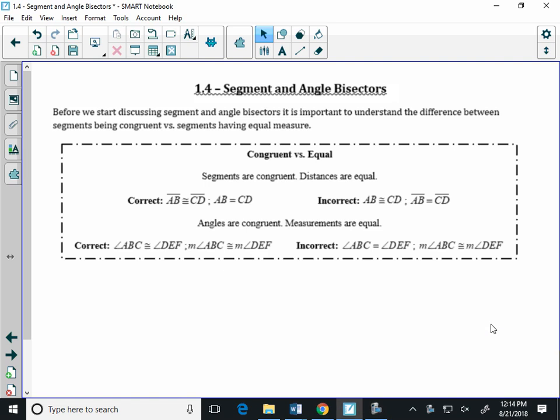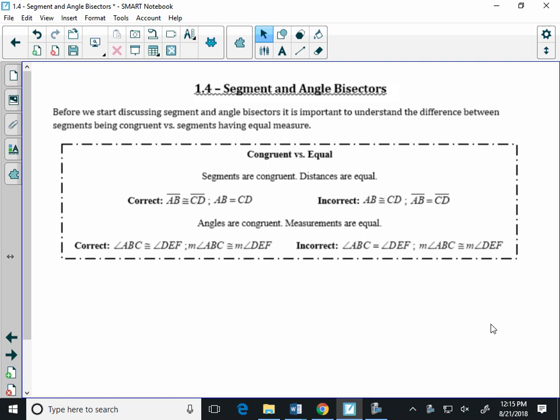Before diving into what angle and segment bisectors are, we have to talk about some formalities in geometry. One big thing is to understand the difference between being congruent versus being equal. When you hear the word congruent, what do you think it means? The same. Yeah, that's all that congruent means. They're exactly the same.